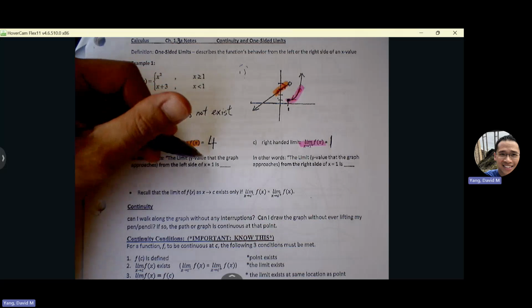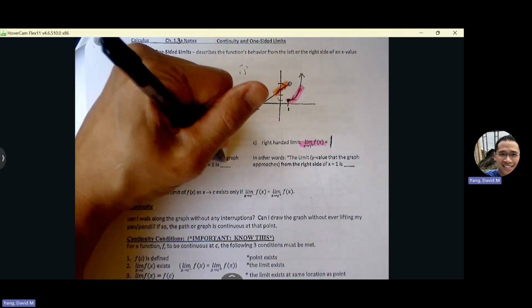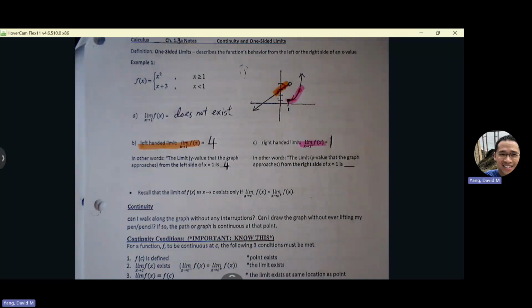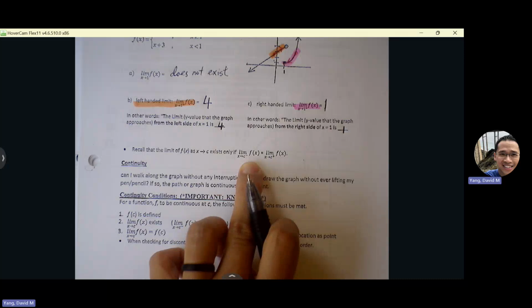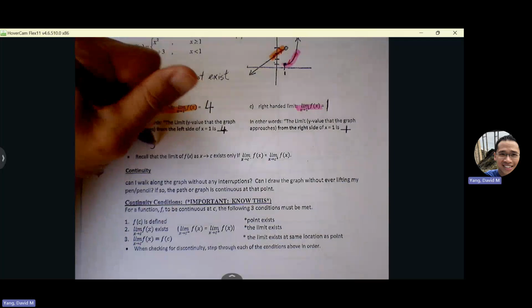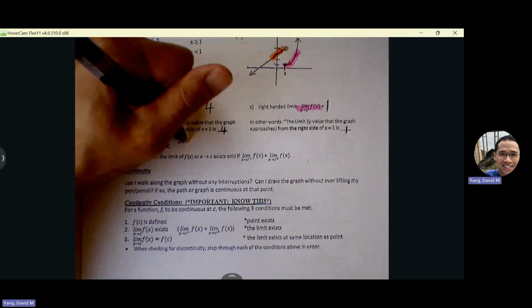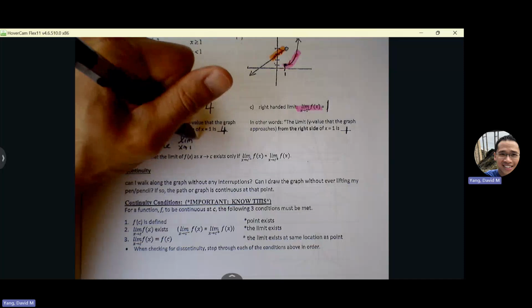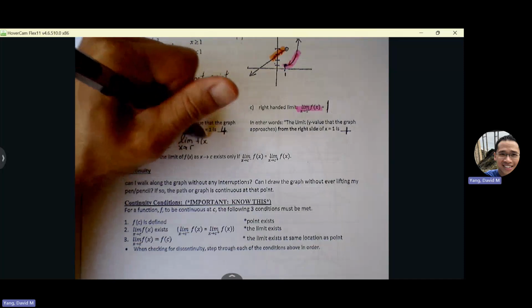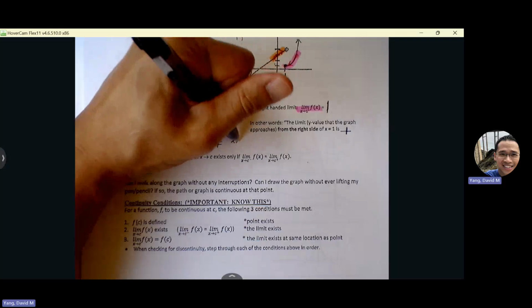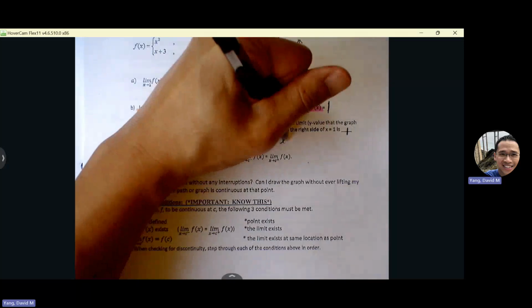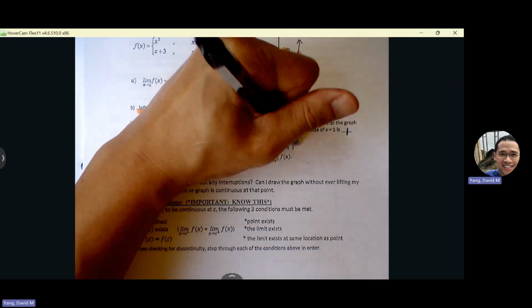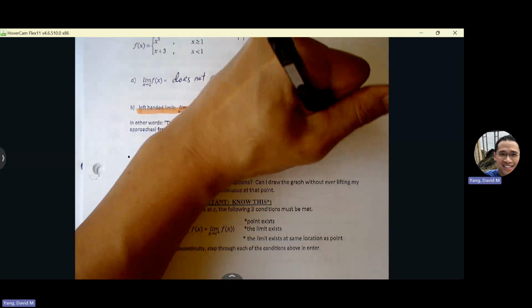The limit from the left side of 1 is 4, and the limit from the right side of 1 is equal to 1. So let's write it this way. Since the limit as x approaches 1 from the left of f of x does not equal the limit as x approaches 1 from the right of f of x, therefore, the limit as x approaches 1 of f of x does not exist.